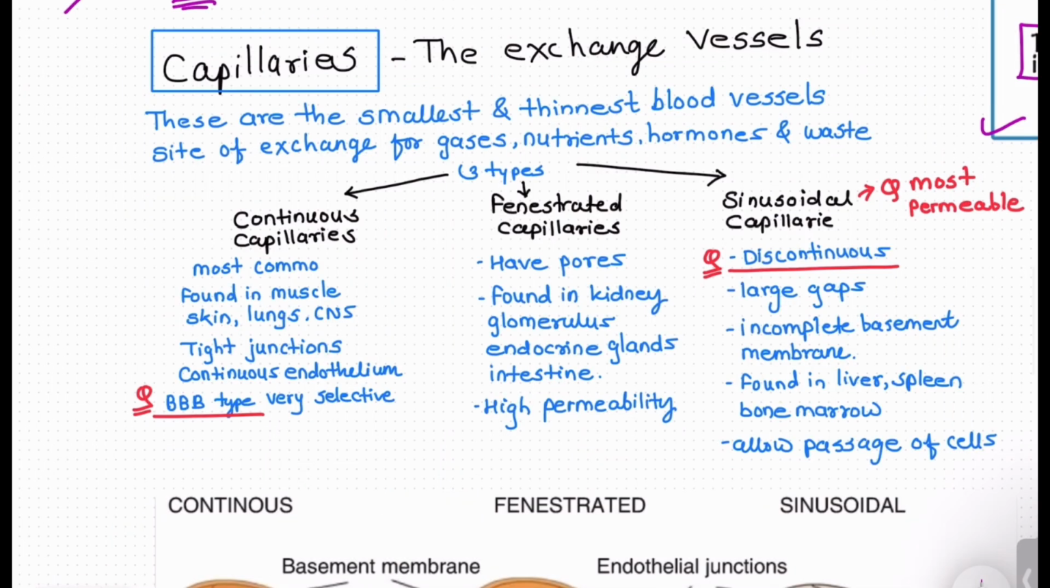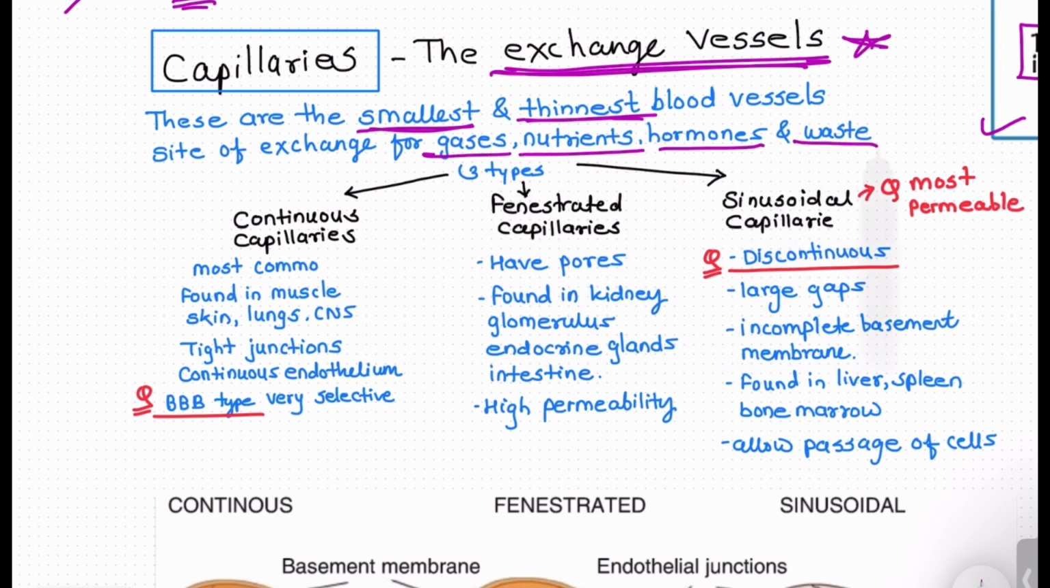Now let's see what capillaries are. Capillaries are exchange vessels. These are the smallest and thinnest blood vessels, smaller and thinner than arterioles also. They are the site of exchange for gases, nutrients, hormones and waste. It is a very important point.